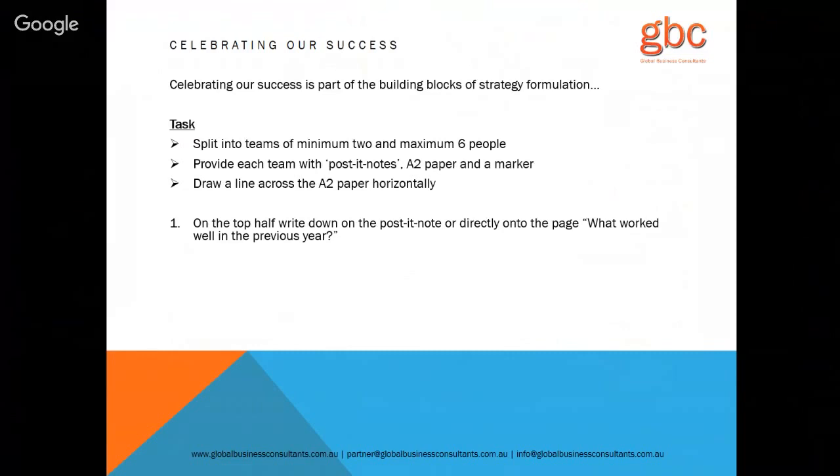Get the teams to draw a line across the paper horizontally, and then on the top half of the paper, get the scribe to write down what worked well in the previous year, and in the bottom half of the paper, write down what didn't work so well in the previous year. This is going to be an important starter to the planning session, because what didn't work well could well and truly become actions against your strategic objectives when you actually start developing functional unit actions.